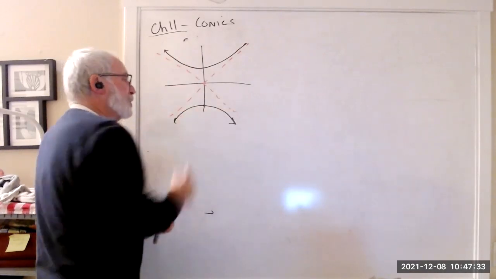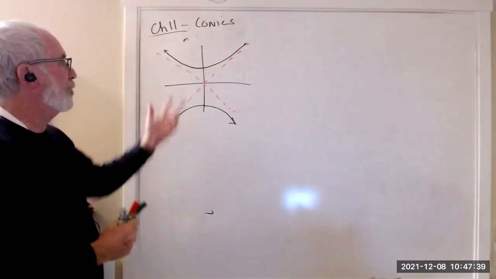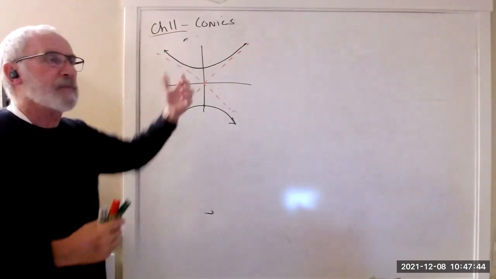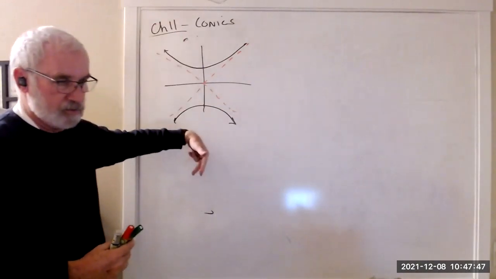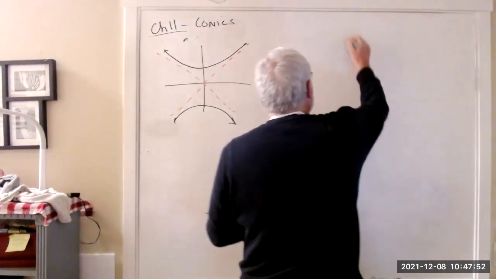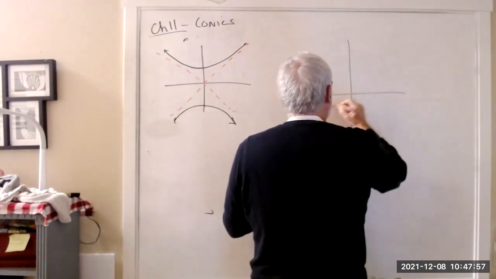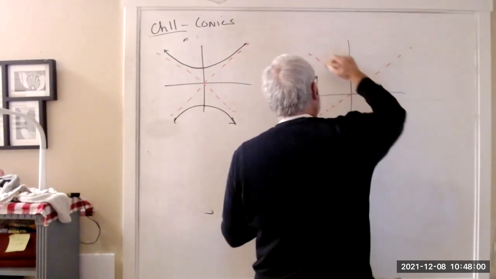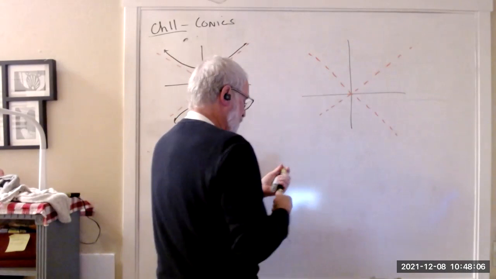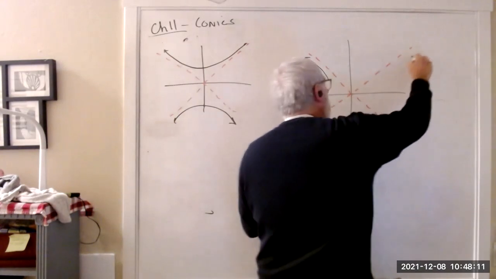This is an up-down hyperbola. Remember, a parabola only goes up or down, one or the other. A hyperbola goes up and down. Let's look at the asymptotes again. It has asymptotes. A hyperbola also could go sideways, like this.